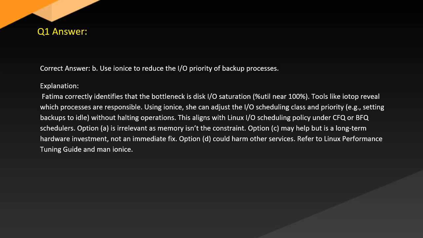CFQ schedulers. Option A is irrelevant as memory isn't the constraint. Option C may help but is a long-term hardware investment, not an immediate fix. Option D could harm other services. Refer to the Linux Performance Tuning Guide and man ionice.